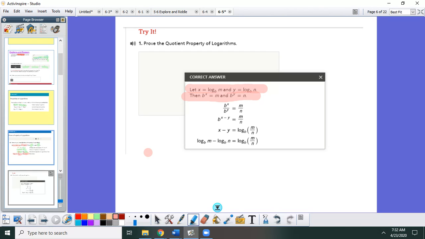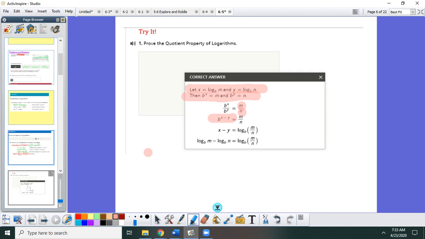quotient remember means divide, we're going to take b to the x and divide by, I'm sorry, I said that incorrectly. b raised to the x divided by b raised to the y. So that's going to equal m divided by n. When we think about our quotient property for exponents, if we have the same base, we can subtract the exponents. And so in this step, we're subtracting the exponents because of our exponent properties. That still equals m over n.